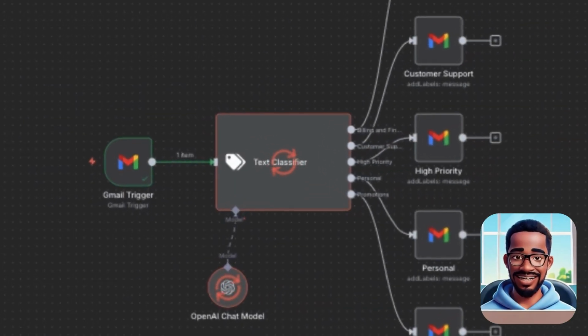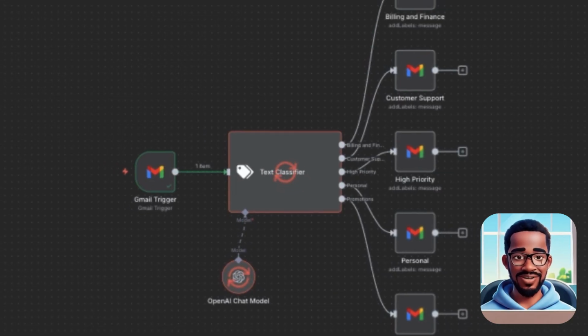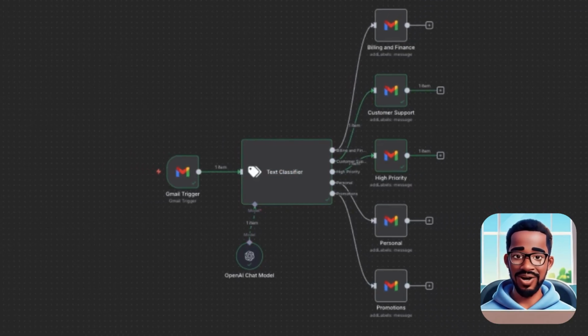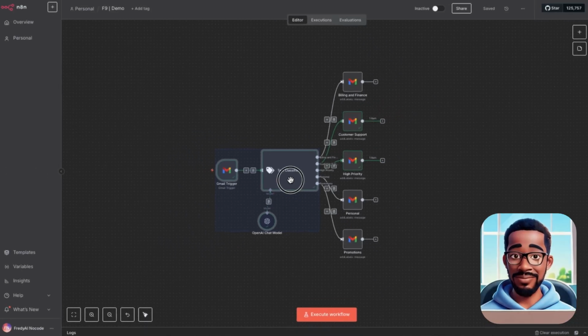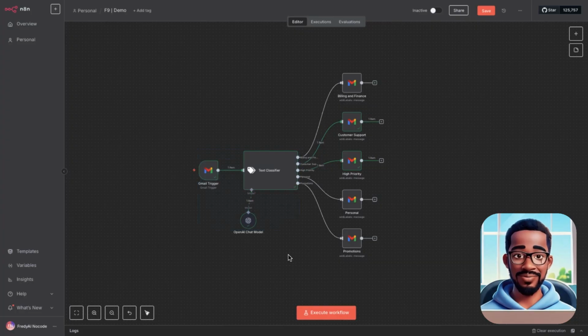Today, we're going to walk through step-by-step how to build an inbox manager for Gmail using n8n and AI. By the end of this video, you'll have a fully functional labeling system that automatically organizes incoming emails into categories like billing, customer support, high priority, personal, and promotions, all based on the content of the email. We'll be using a routing agent-style setup, where one AI-powered node classifies each email and then routes it to the appropriate label using Gmail's native labeling system.